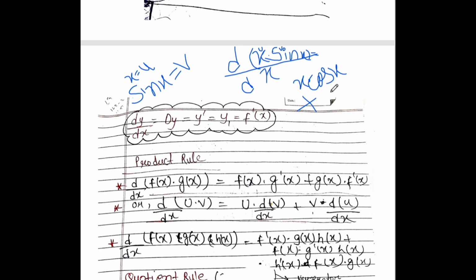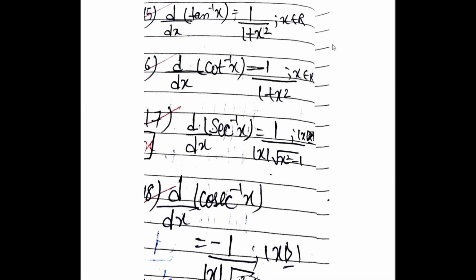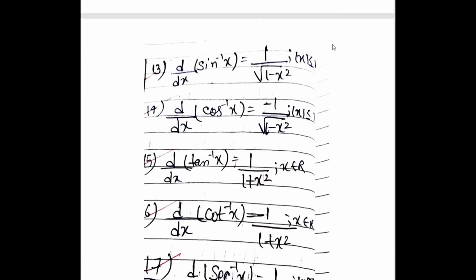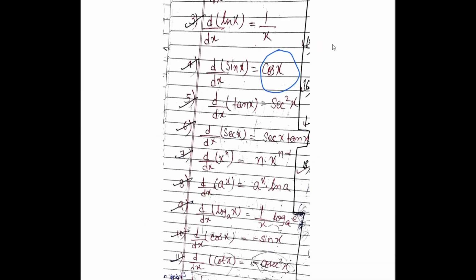Okay, then again plus. Plus sign is there. Now v as it is we will write. What is v here? It is sin x. And now differentiation of u. U means what? U means x. So differentiation of x is 1.